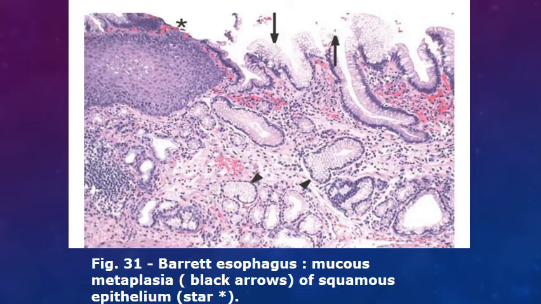Here we are coming to Barrett's esophagus, mucus metaplasia. Look here, this is squamous epithelium, and look at the mucus metaplasia. It's converted from the squamous epithelium into a type of epithelium that produces mucus, in order to withstand and tolerate the very bad effect of the regurgitation of the acid contents of the stomach into the esophagus.